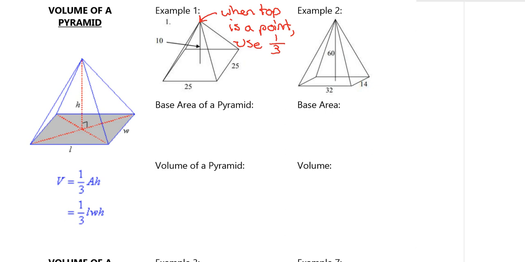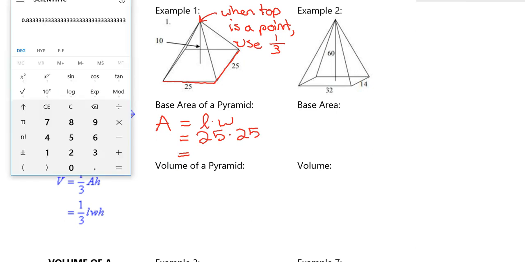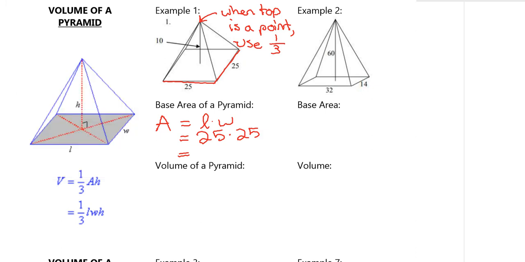So our base area is still the same. Area equals length times width, which here I have 25 times 25. And 25 times 25 is 625. Units, again, area is squared.